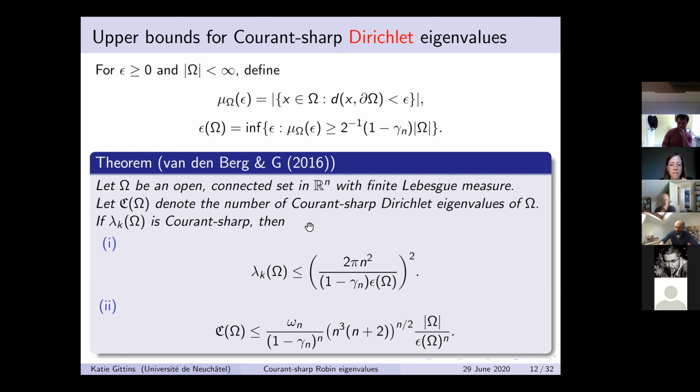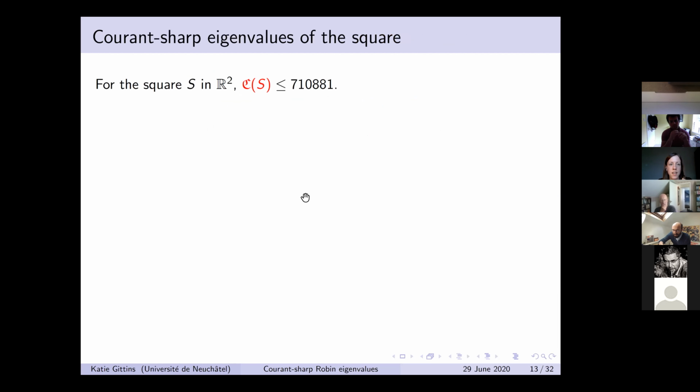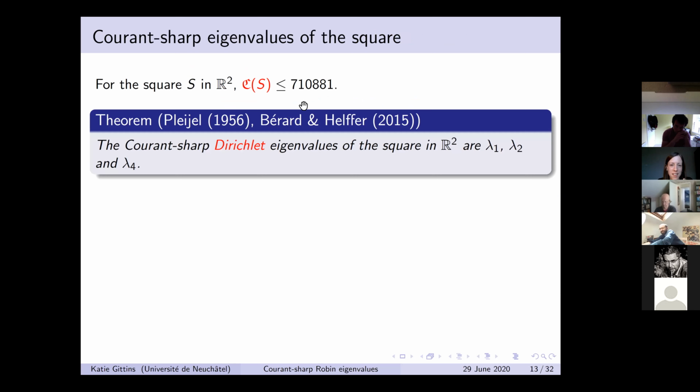Okay. So looking at this bound, as I said, it might look quite crude. So let's see what it looks like on a particular domain. And since the square is the one I'm interested in, let's see what it looks like for the square. So in the case of the square, the bound for C is 710,881. But actually, it's been known, due to Pleijel's original paper and then some gaps filled by Erard and Helffer, that there's actually only 3.